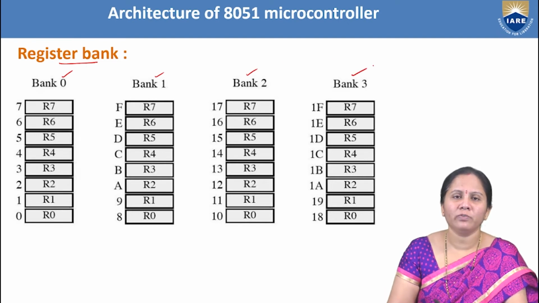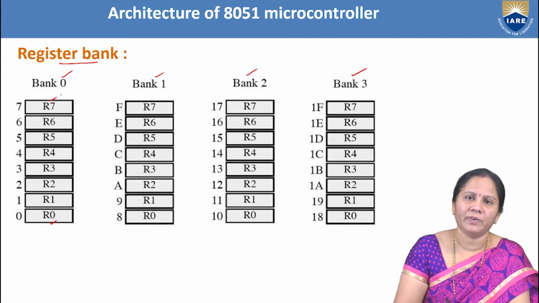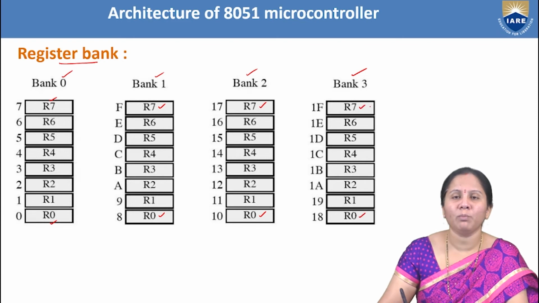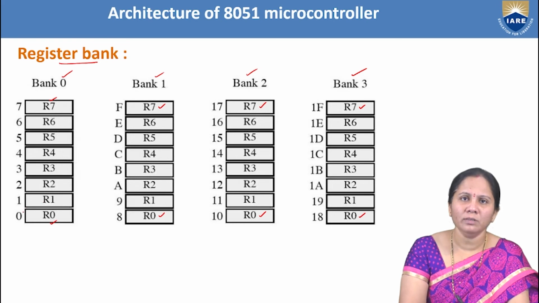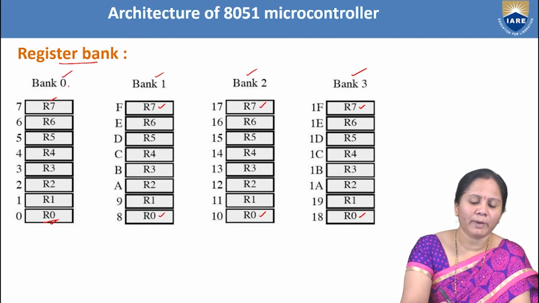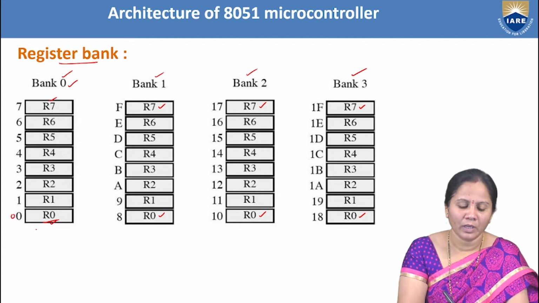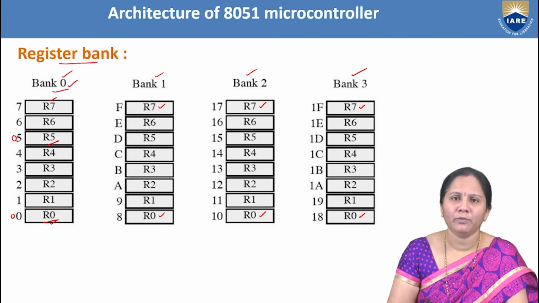Each bank consists of 8 registers, so here the registers R0 to R7. Okay, so this bank 1 also has R0 to R7. Similarly, in the other 2 banks also we have registers from R0 to R7. Each register has its own address. So for register R0, which is present in bank 0, it can be accessed by using the address 0, 0. In order to access the R5 register present in bank 0, it is possible by using the address called 0, 5.